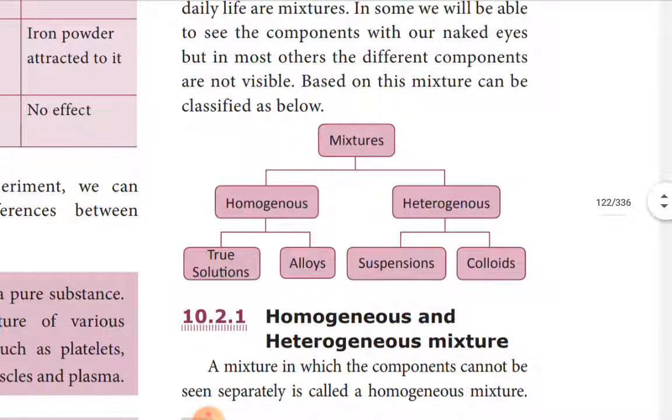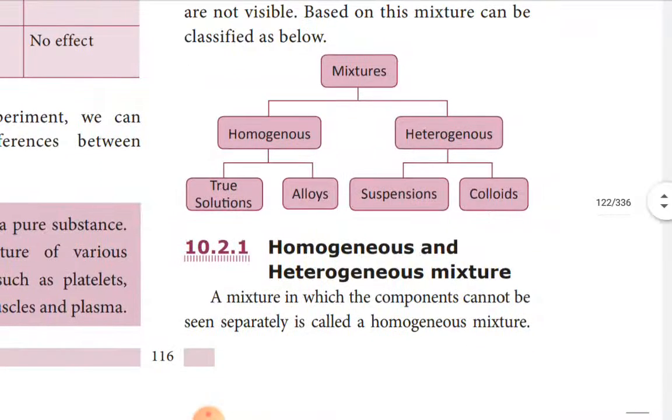Homogeneous mixture, heterogeneous mixture. Homogeneous is further classified into true solution and alloys. Heterogeneous mixture is further classified into two types: suspension and colloids. So what is called a homogeneous mixture?